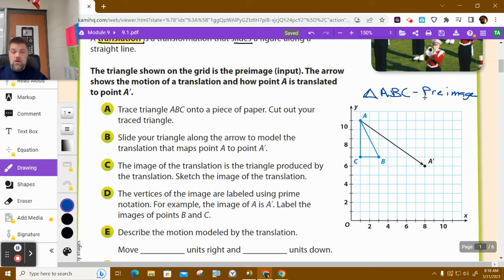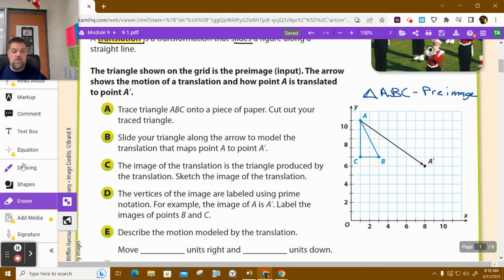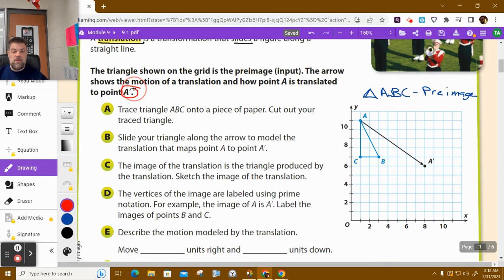So the arrow shows the motion of the translation of how A, notice that there's no apostrophe, goes to this point, which is pronounced, we'll do red, A prime. So when you see an apostrophe, you're supposed to say A prime. So when Mr. Adams is going to do all this work, anytime you see that little apostrophe, I'll say A prime. That's referring to the image, the final product.